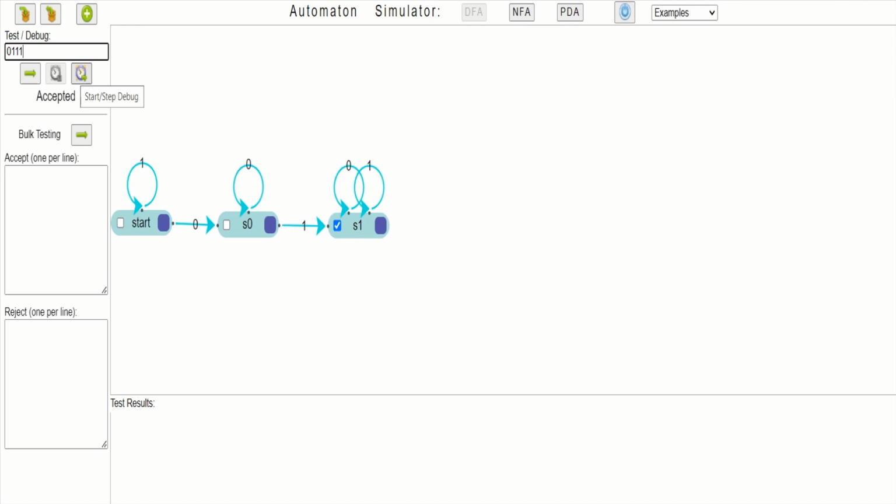Step by step through the automata: the first symbol is 0 and it is accepted by the automata. The second symbol is 1. It is accepted by the automata. The third symbol is 1 and it is self-looped and also accepted by the automata. The fourth symbol 1 is also accepted by the automata. And all the symbols are accepted by the automata. And this is the DFA for the given language.